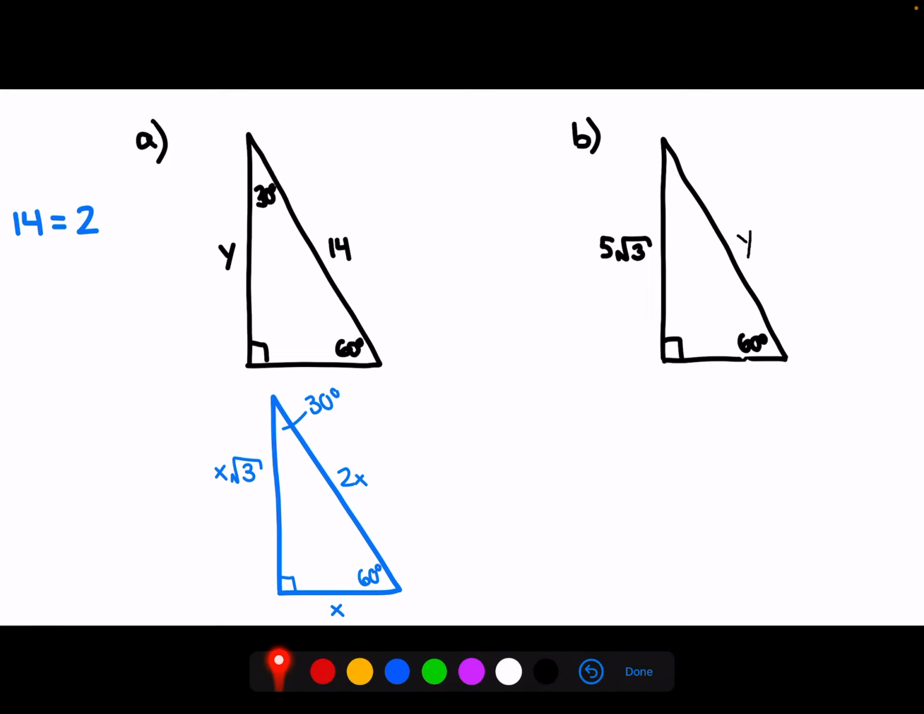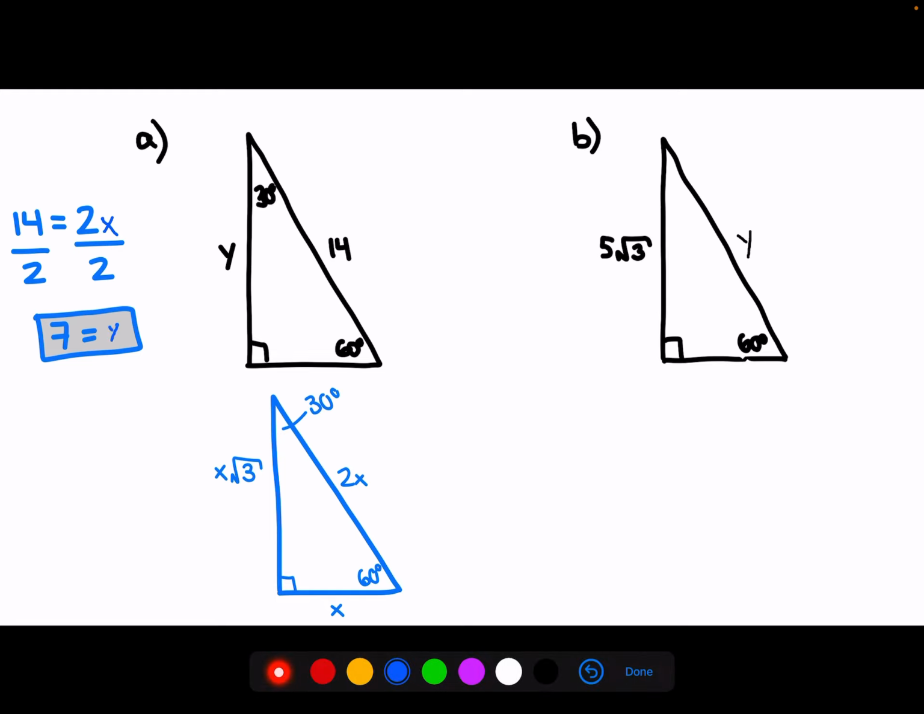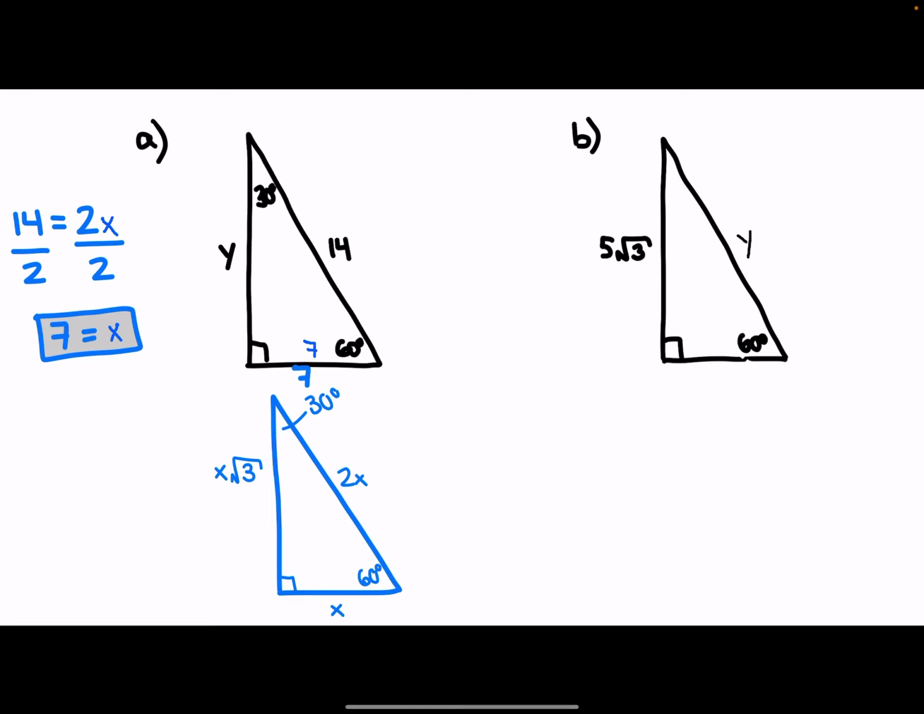From here, we can solve for x, which will give us the bottom portion of our triangle, because we see that x is down below here. Solving for x, again, 14 is equal to 2x. That'll give us x is equal to 7. So therefore, the bottom portion of our triangle is 7. And then if I want to solve for y, well, y is equal to x radical 3, right? Those are the corresponding parts. If y is equal to x rad 3, and I know that x is 7, then y is equal to 7 radical 3.